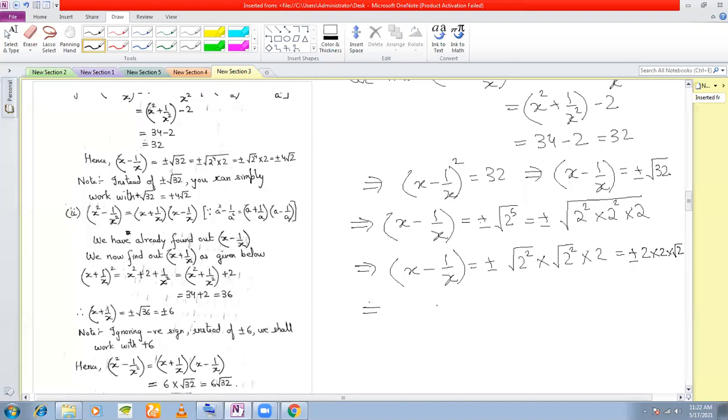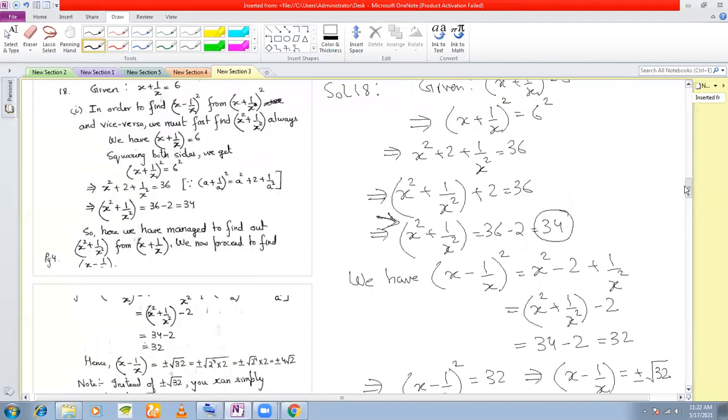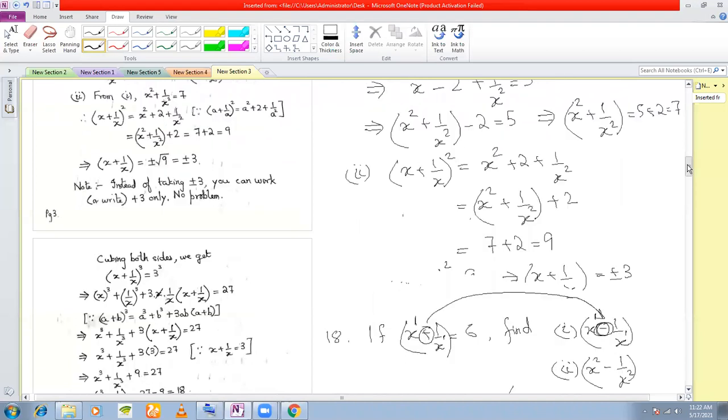That means x minus 1 by x is plus or minus 4 root 2. Okay, so this finishes your first part. We'll now do the second part. And what is the second part here?